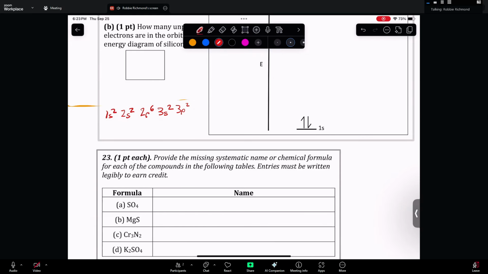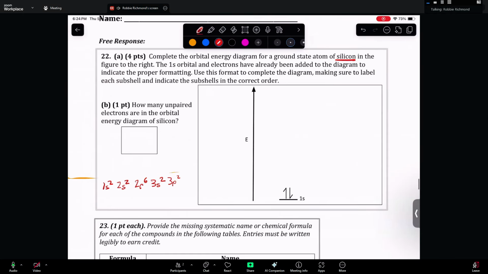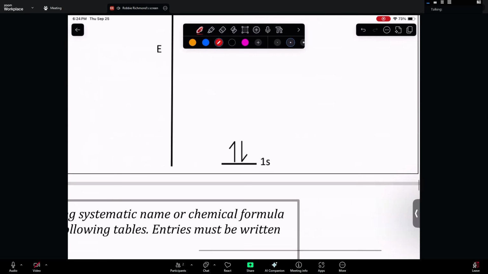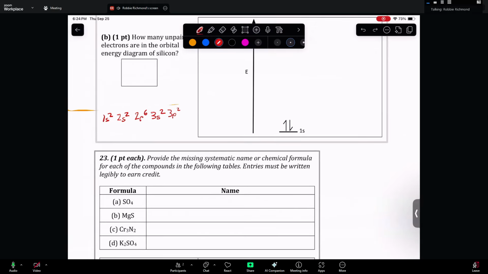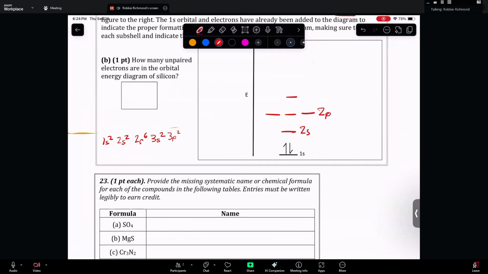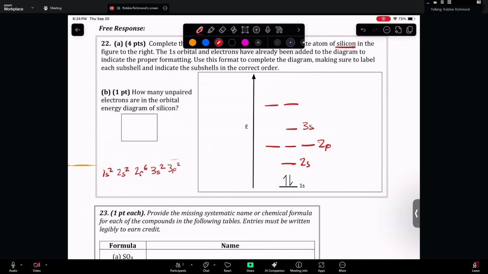All right. Now, translating this to the orbital energy diagram, remember, this little line represents the orbitals, and the up and down arrow represents the electrons. In each orbital, there can only be 2 electrons. So, if I have a 2s2, there's 2 electrons in one orbital, 2s. 3p, there would be 3 orbitals. Then S, that would only have one orbital. Then P, that would also still have 3 orbitals.